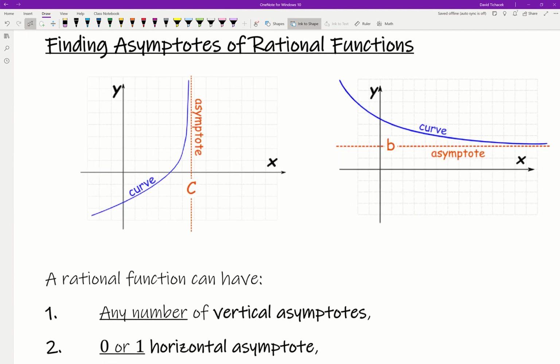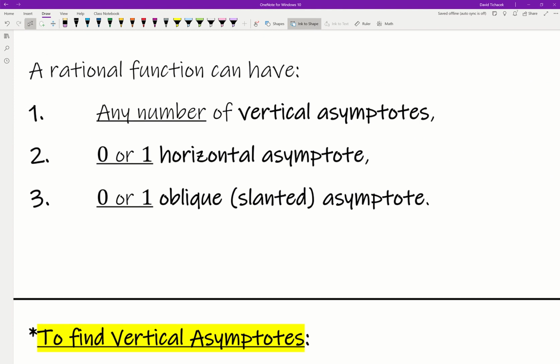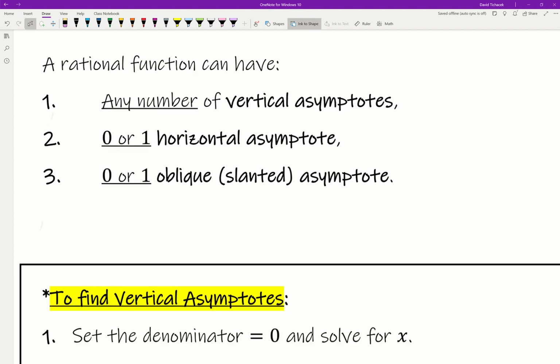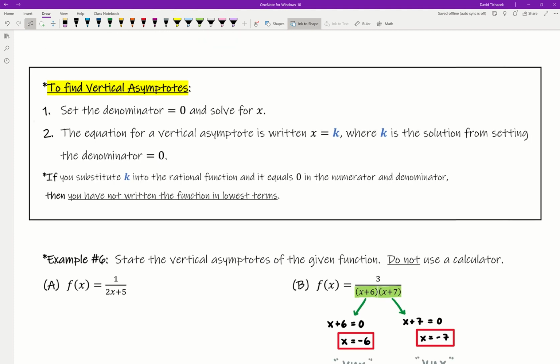Just so that we're aware, any given example could have this many different asymptotes of these different kinds. So you might find that your example could have any number of vertical asymptotes, but when it comes to horizontal or slanted or oblique or diagonal asymptotes, you're only either going to have one or you're not going to have any, okay? And so that is just kind of something that I'm doing here to give you an idea of what to expect.